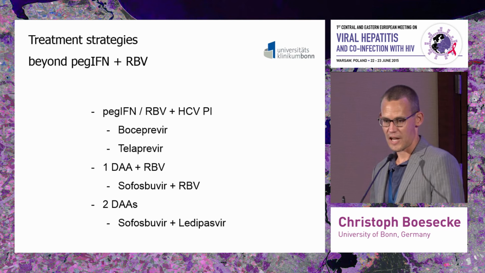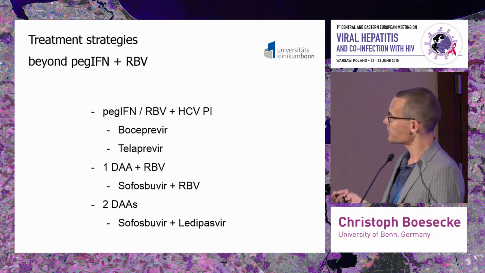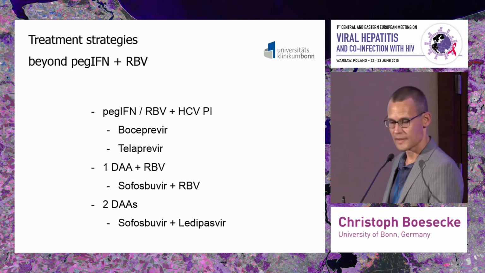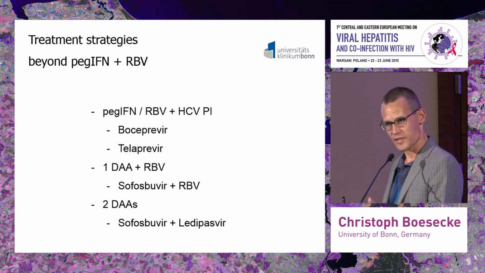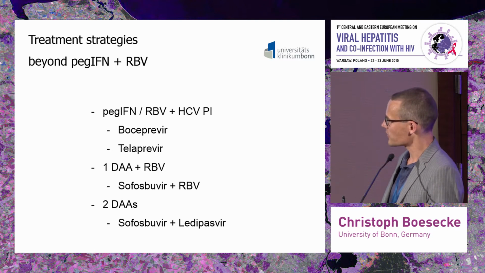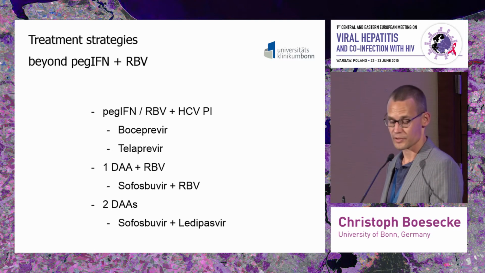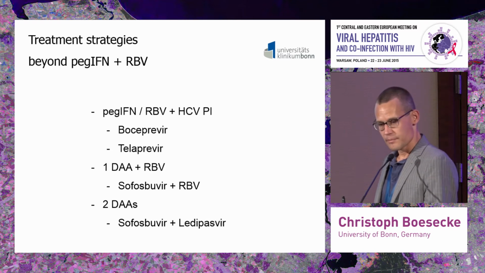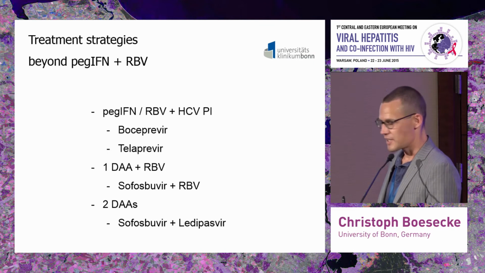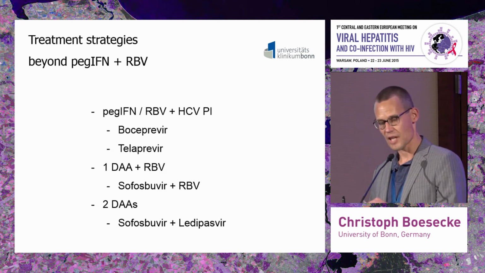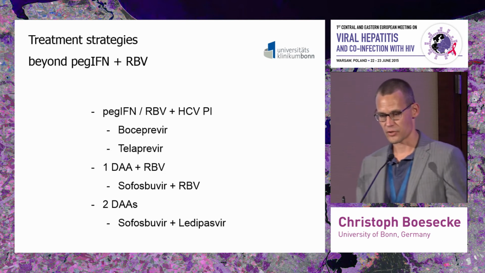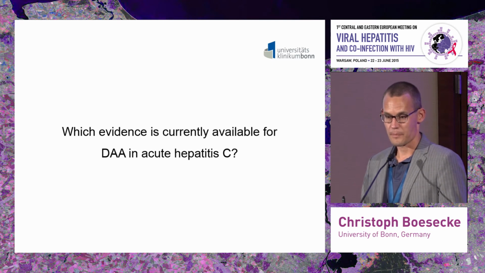And the possible scenarios that we could look at would be interferon ribavirin plus one of the then new hepatitis C protease inhibitors, or just take out the ribavirin completely and go for sofosbuvir plus the interferon, or just go for sofosbuvir and ribavirin, or really delete the so-called old treatment and just focus on the DAA and do a combination approach of maybe sofosbuvir and ledipasvir. And I will try to show you some evidence for each of these scenarios now.